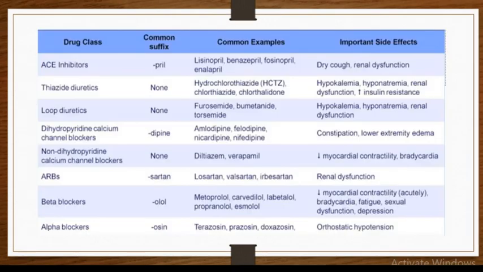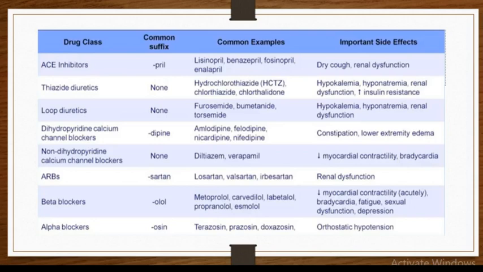So in the last slide, I decided to bring all of these drugs together since there are a lot of drugs, so many classifications. We have this simple algorithm of it. So over here we have the class of drugs, their common suffixes, common examples of such drugs, and also the side effects that we can have when we take these drugs.